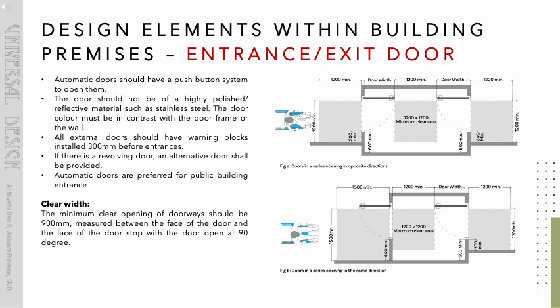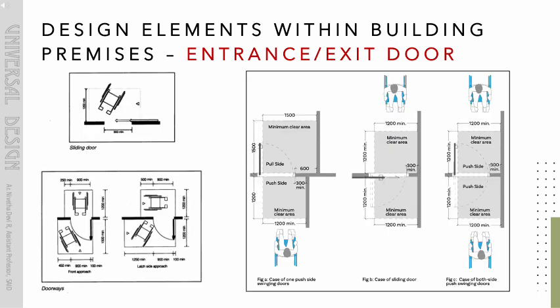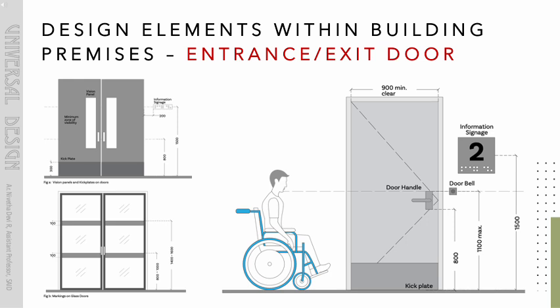Clear width. The minimum clear opening of doorways should be 900 mm, measured between the face of the door and the face of the door stop with the door open at 90 degrees. Clear width and standard doorway sizes for wheelchair users for swing door and sliding door. Standard doorway sizes for wheelchair users for swing door with clearance height for handles, doorbell, information signage and kick plate.